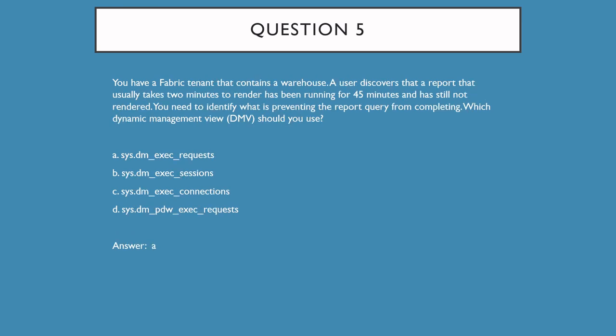Question 5. You have a Fabric tenant that contains a warehouse. A user discovers that a report that usually takes 2 minutes to render has been running for 45 minutes and has still not rendered. You need to identify what is preventing the report from completing. Which DMV would you use? So the option here is A, sys.dm_exec_requests.